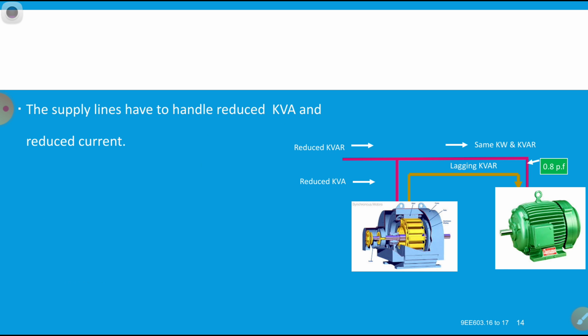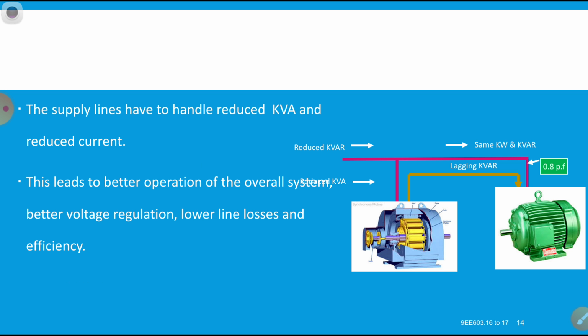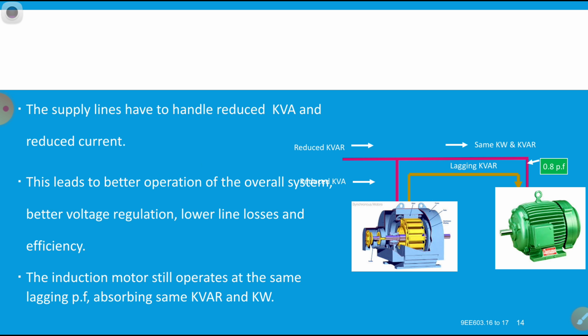The supply lines have to handle a reduced kVA and a reduced current. This leads to better operation of the overall system, better voltage regulation, lower line losses, and increased efficiency of the system in the distribution lines. The induction motor still operates at the same lagging power factor, because an induction motor always draws a lagging power factor only, so it draws the same kVAr and kilowatts.